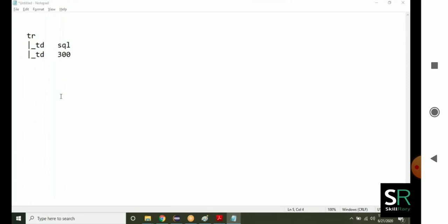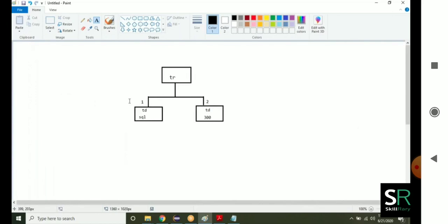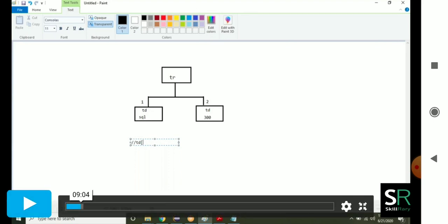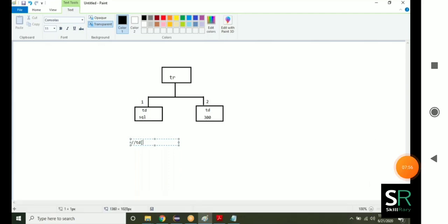This is vertical view, and what we have written here is horizontal view. Now, how to write the XPath for the SQL book? Let me write it: /TD. I can use the text function because for the SQL book, the value doesn't change. The name SQL, the text here, is not going to change. Which text is changing? This 300 text will keep on changing, guys. Here I can write the text function. Let me increase the font size.